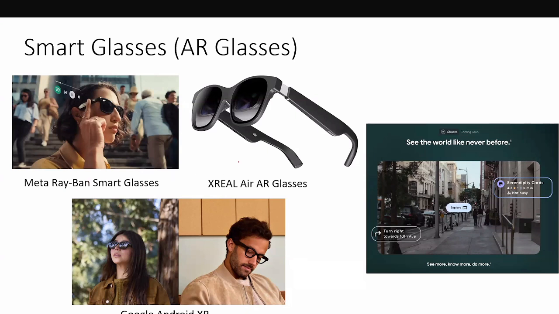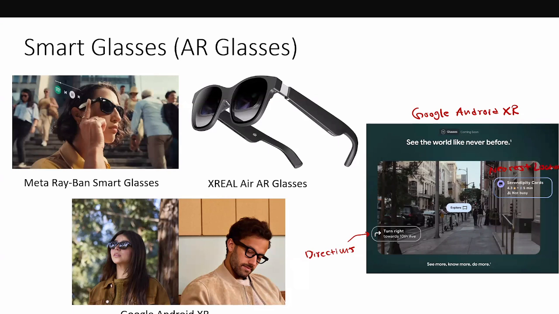Meta Ray-Ban smart glasses, and we have the X-Real AR glasses, and this is the latest one, Google Android XR, and this is an example from the recent launch of Google Android XR, right? So when you wear these smart glasses and walk down a street, it can give directions, right? You see these things through the glasses. You can see the directions, and then it can tell you where the nearest locations are, right?